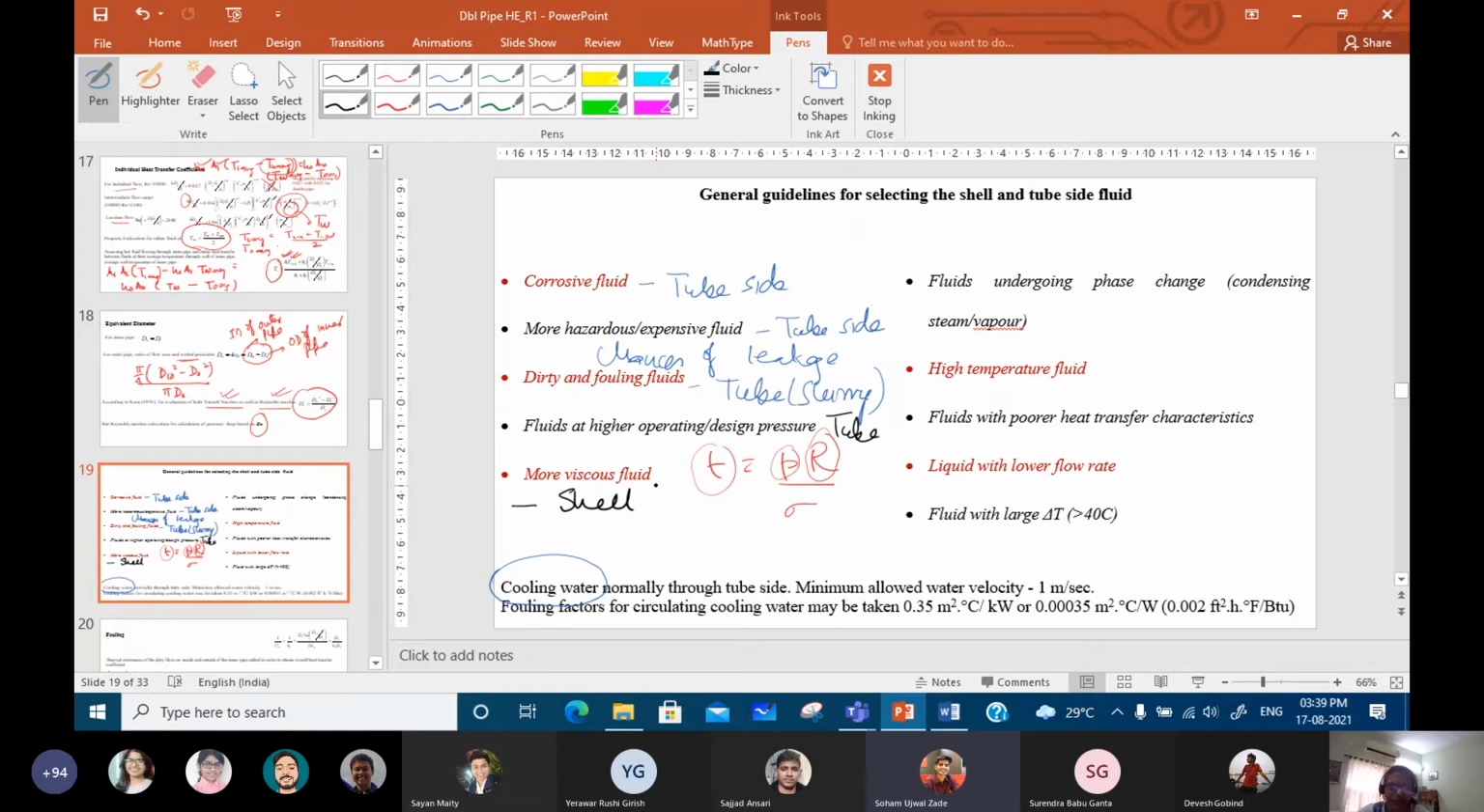Yes, ma'am. In general, I thought that with shell it would be easier for a lower heat transfer coefficient fluid to flow. I mean, for heat transfer to take place, it would be easier. But there is another important thing. I do not know if you are aware of it.